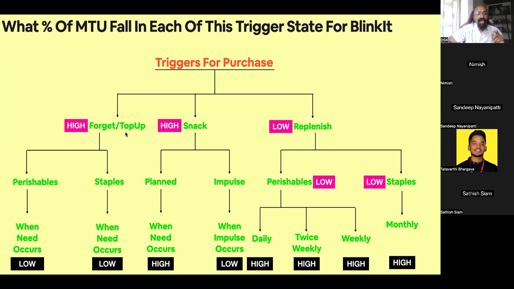So we know that most of our customers today fall into the forgetting slash top up based buying behavior and snacking as a buying behavior, whereas replenishment as a category is where we have very low presence. We see early signs in the form of Anita, but we still haven't won that market position yet.